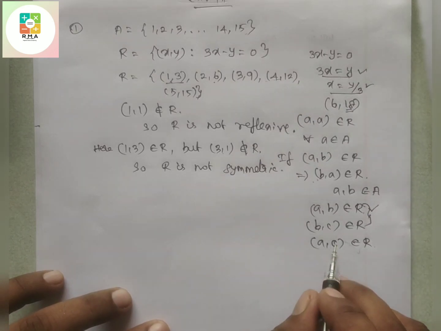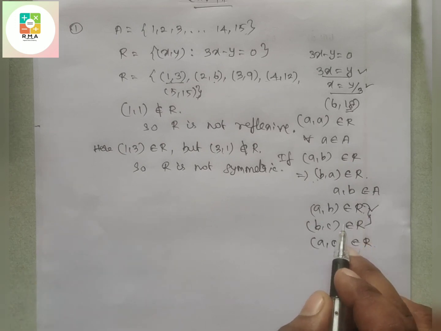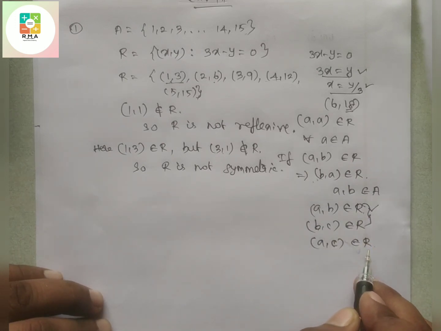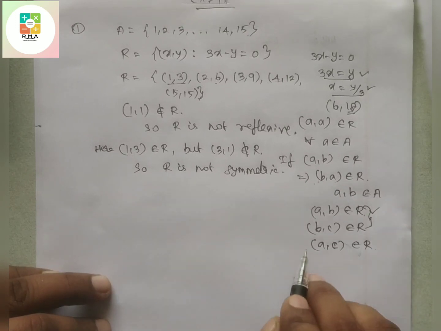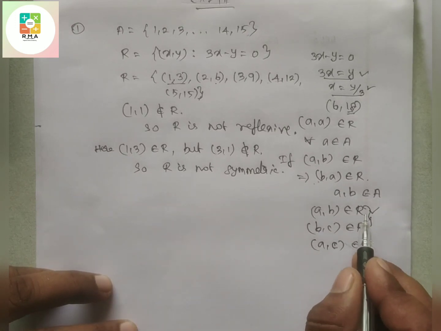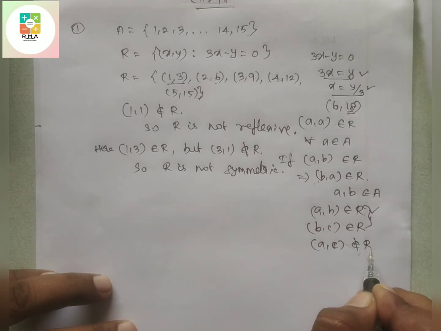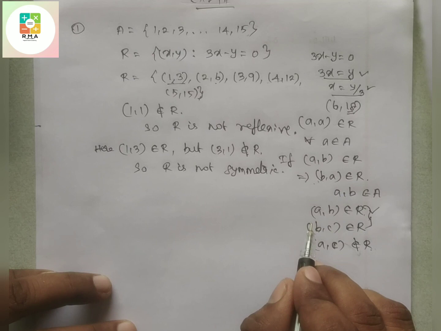If it is transitive, then (A, B) must be in the relation, (B, C) must be in the relation, and (A, C) also must be in the relation. If it is not transitive, then these two must be in the relation, but (A, C) does not belong to R. I need to prove that; then only it is not transitive.